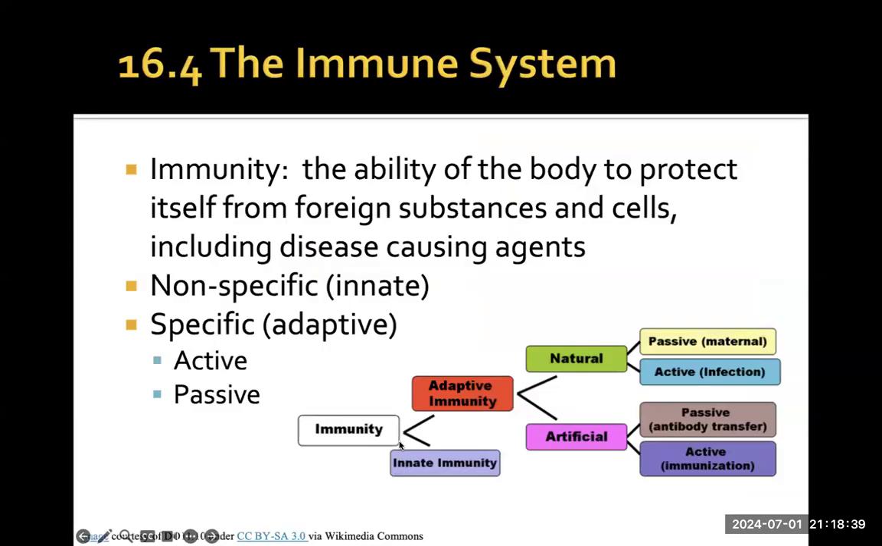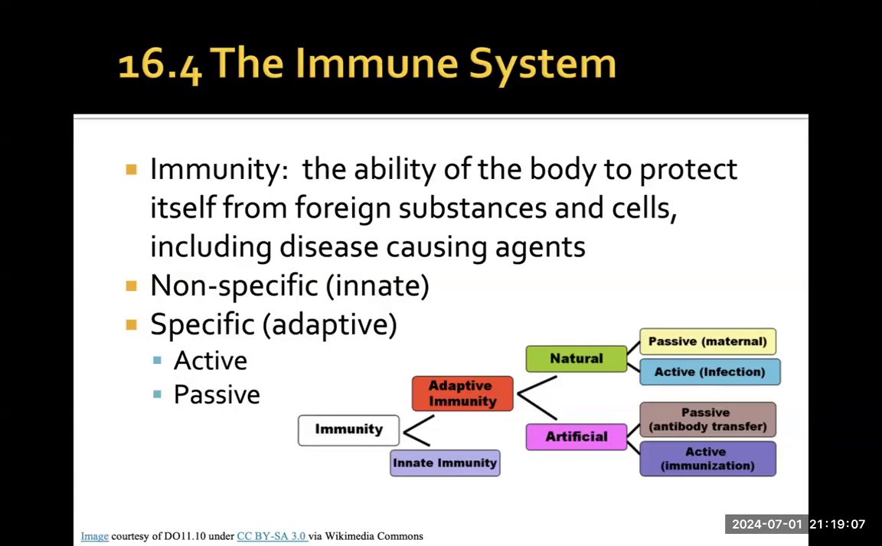Okay, so that takes us out of the lymphatic system and into the immune system. The immune system functions for your body's benefit to help keep out foreign substances, to keep homeostasis in the body, which is health. So textbook definition, immunity is the ability of the body to protect itself from foreign substances and cells, including disease-causing agents. So there's two general types of immunity.